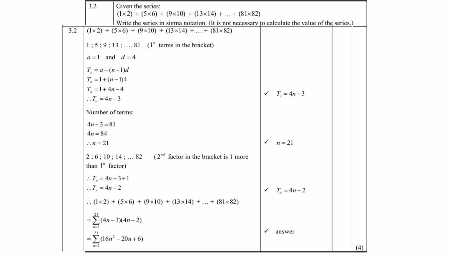Now we look at the second terms of each bracket: 2, 6, 10, 14, 82. And there we do the same. So we also use Tn, and of course we start from 4n minus 3, but we have to add 1, because remember there's an extra one more, so don't forget that, and that gives you 4n minus 2. So therefore sigma, n starts at 1 and ends at 21, and the common term will be (4n minus 3)(4n minus 2). Yes, I agree, a bit of a challenging one, not that straightforward.